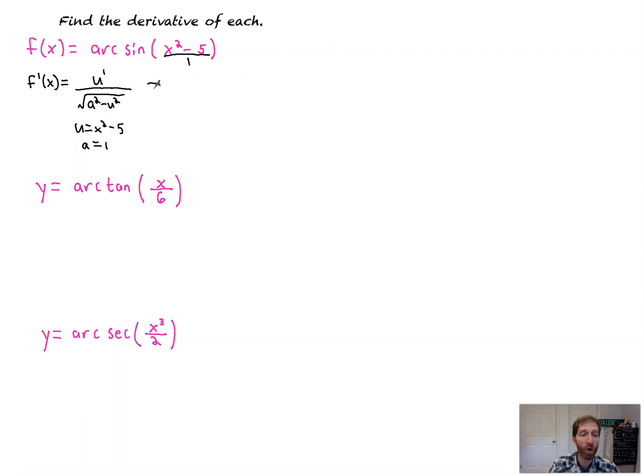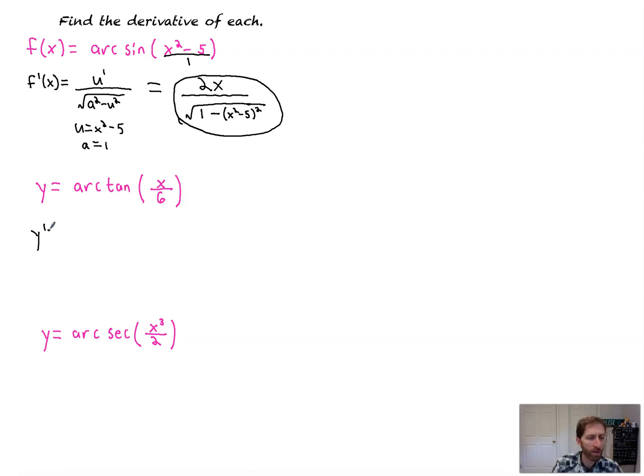So the derivative overall is going to be u prime, that's the chain rule part, that's 2x, right? So that's 2x all over the square root of a squared minus u squared. Well, a squared is just 1, so it'd be 1 squared minus u squared, so that'd be x squared minus 5, so x squared minus 5 squared. As ugly as that is, that's your derivative. It's not so bad though, right? It's just plug and chug.